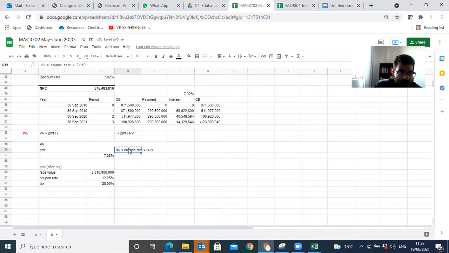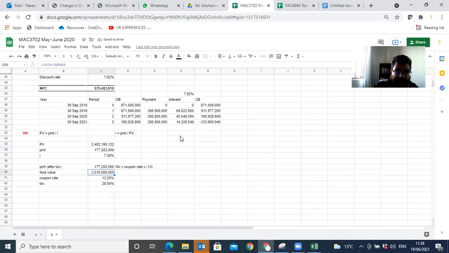So I'm going to copy this out, plug it over there. Okay, so nominal value or face value multiplied by coupon rate multiplied by 1 minus the tax rate. So PMT is that amount. So now I can just say equal to PMT. Now I can work out my present value. What is my present value? Present value is PMT divided by I, and that gives me whatever it gives me. Okay, so this gives me 2.4 billion.